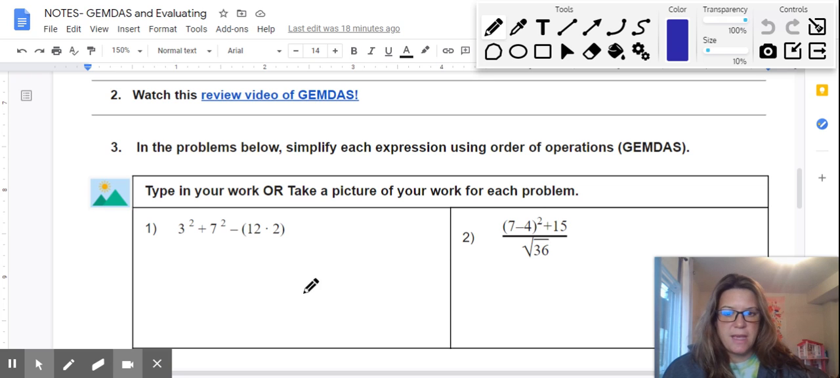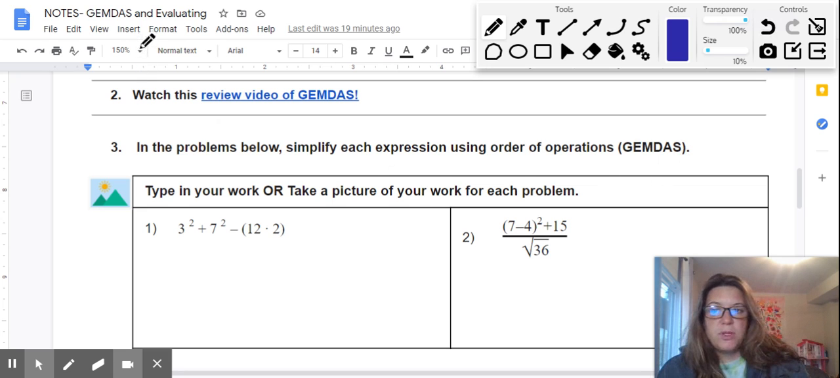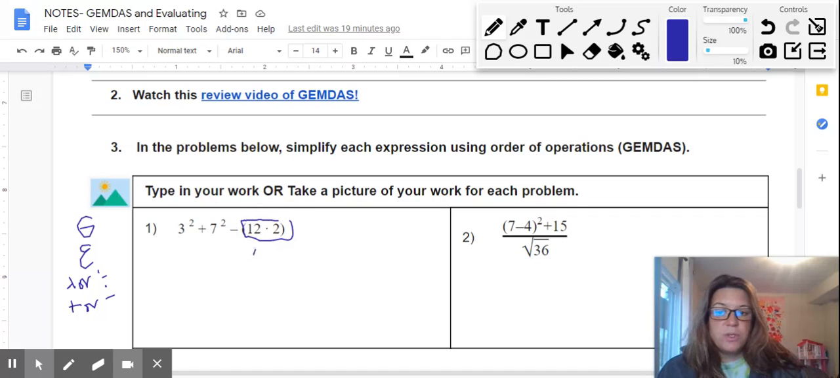All right, guys, I'm going to talk about the answers to these problems in the notes and what I want to see, like how much work I want you to show me. So we're going to start with grouping symbols, exponents, multiplication or division, addition or subtraction, right? And there is grouping symbols here, so I'm going to do 12 times 2 first. And I want you to do one step at a time. These problems are going to get harder and harder, and it helps if you do one at a time.